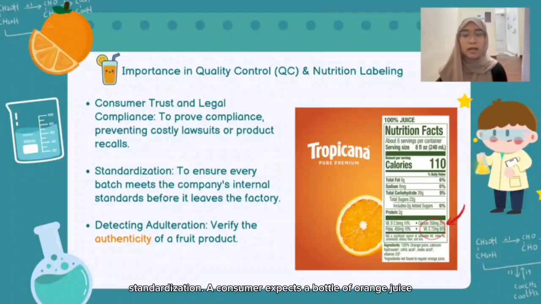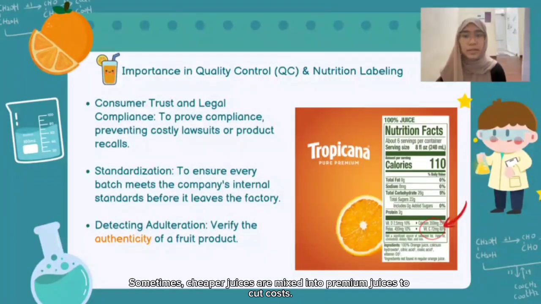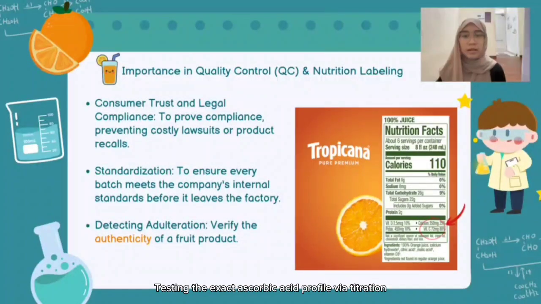Secondly, standardization. A consumer expects a bottle of orange juice bought in January to taste and feel as nutritious as one bought in August. QC labs use titration daily to ensure every batch meets the company's internal standards before it leaves the factory. Lastly, to detect adulteration. Sometimes cheaper juices are mixed into premium juice to cut costs. Testing the exact ascorbic acid profile via titration helps verify the authenticity of a fruit product.